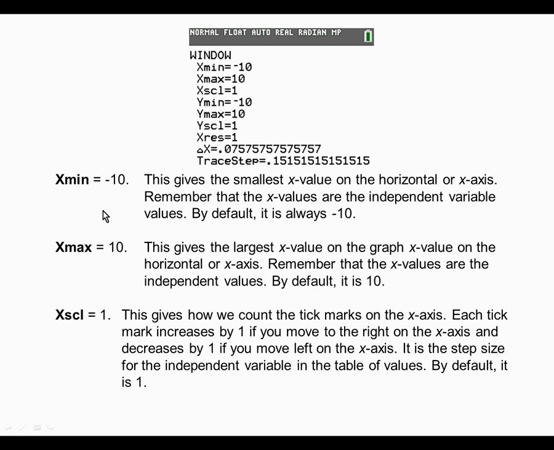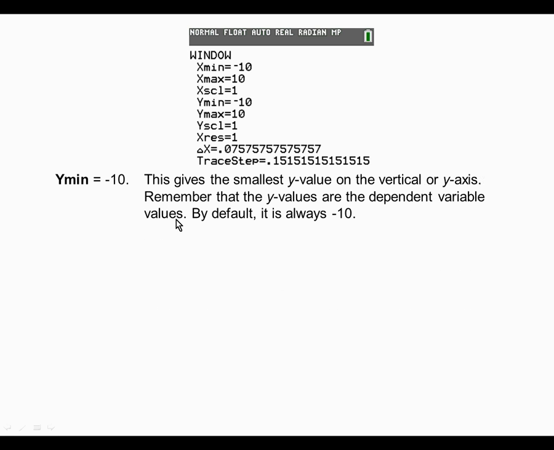Now we have those exact same entries for the y. So the y-min being -10. That's the smallest y value on the y-axis. Remember, the y-axis is the vertical one. Again, sometimes we don't like to see negative functional values, so you might set that equal to 0.